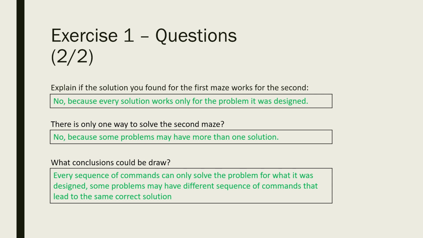Now, is there only one way to solve the second maze? No, there are two ways in this case. But I can assure you that when we begin programming, your code, your programs will be very different from mine. And this is because our brains work in different ways.